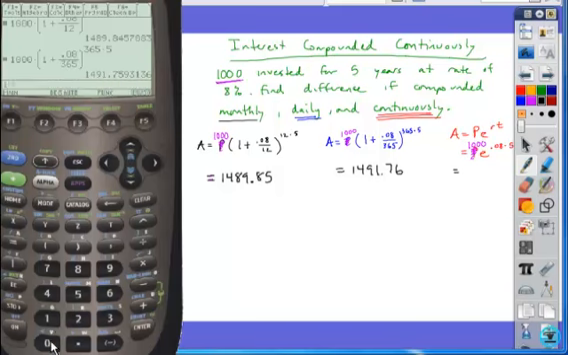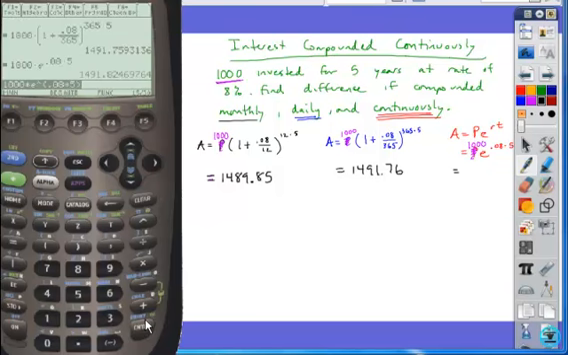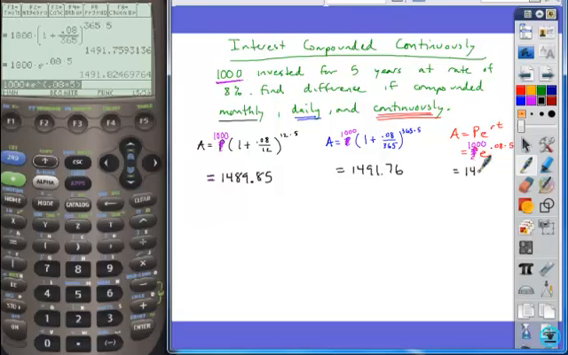Okay, so if you take 1,000 times the quantity, and then here we have E to the power of, and in the parentheses, 0.08 times 5, and we get 1491.82. Okay, so it is a little bit more, right, but not what you think.